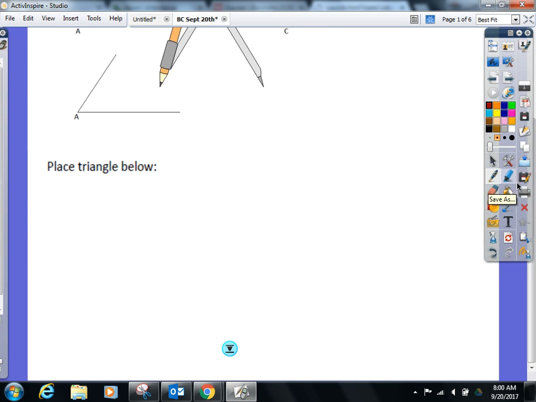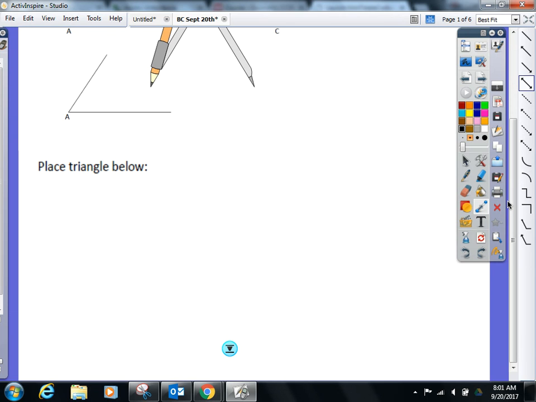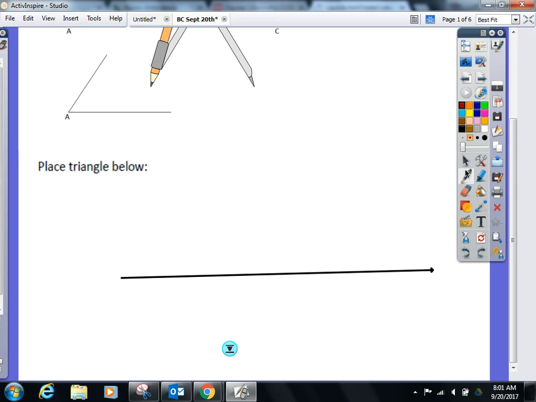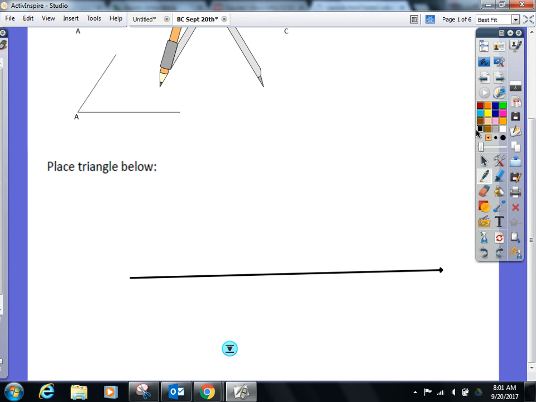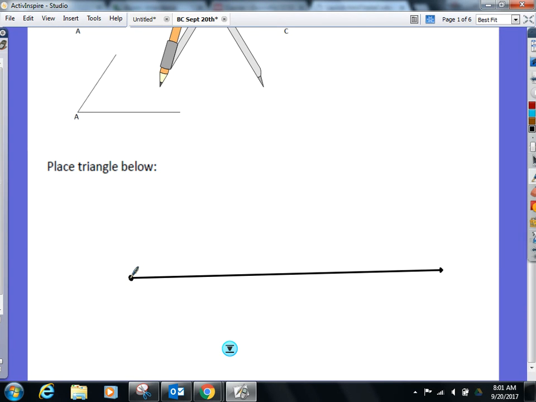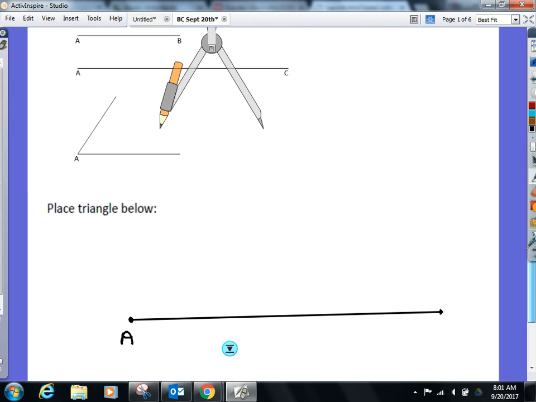Okay, so the first thing I want to do again, draw a ray that is longer than the longest segment up there. Look at all the points up here on the angle and on the line segments. What do you think I'm going to call this endpoint? A. Yep, here we go. There's A. Let's go back up.